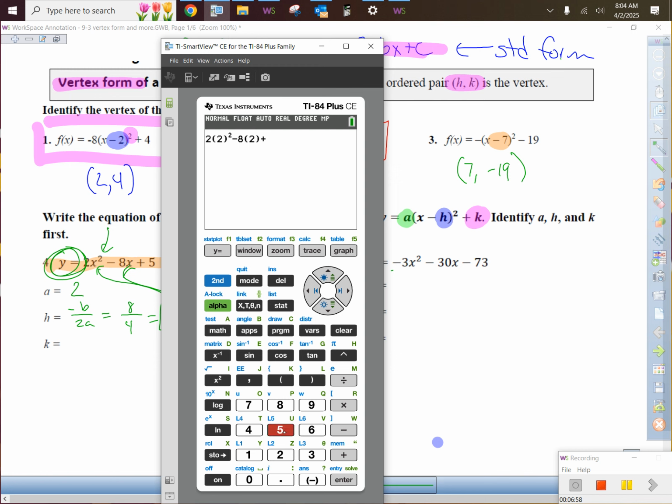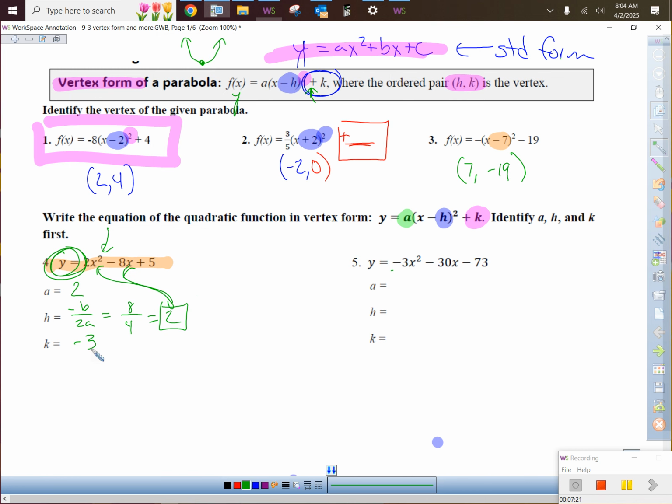You see how I am substituting the x value of the vertex, which has a new name of h, into that. Did you get -3 back? Cool? This is not our final answer. They want us to write the equation in vertex form, so we have all 3 ingredients we need. We have A, we have H, and we have K.